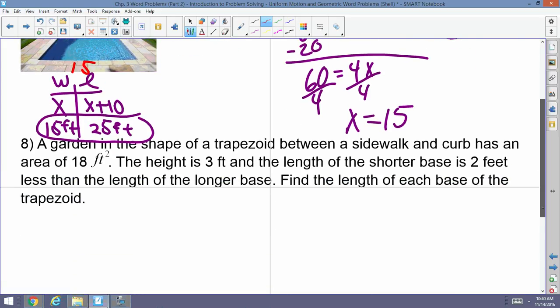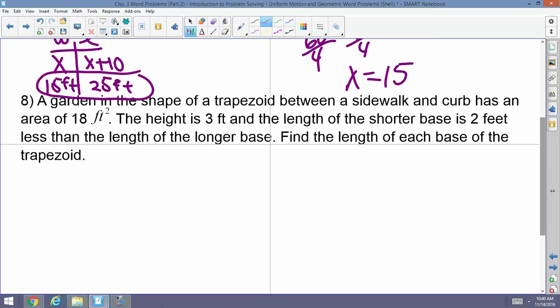Okay, let's do this one. A garden in the shape of a trapezoid between a sidewalk and a curb has an area of 18 square feet. The height is 3 feet, and the length of the shorter base is 2 feet less than the length of the longer base. Find the length of each base of the trapezoid.